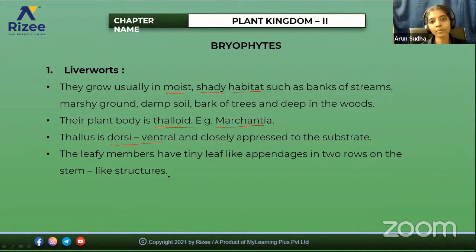So when you compare to the mosses, the liverworts are a little more thalloid. There is not much clear differentiation. So if you see the mosses, Funaria, there will be somewhat clear differentiation into root-like and leaf-like structures. But in the case of liverworts, the plant body is more thalloid. No proper differentiation.